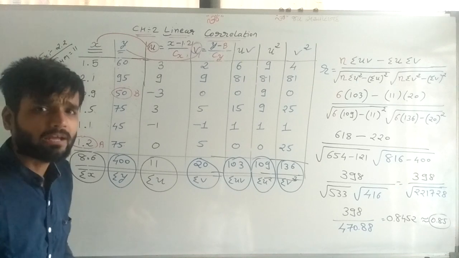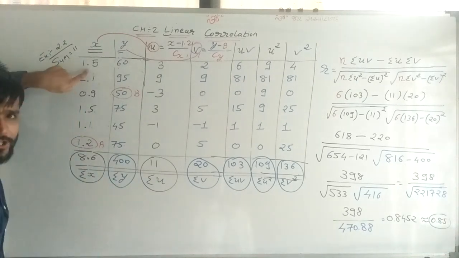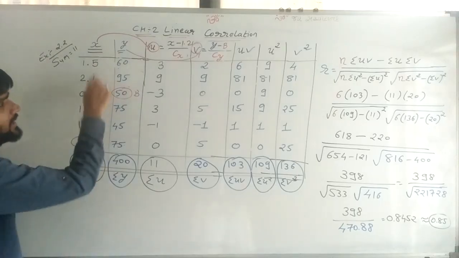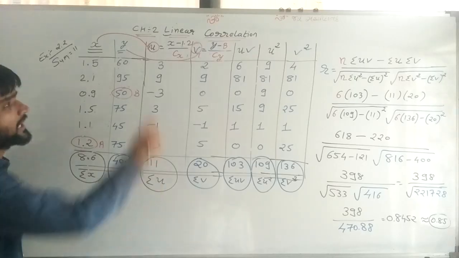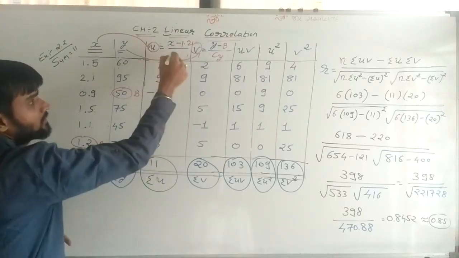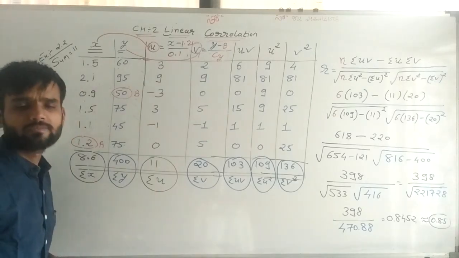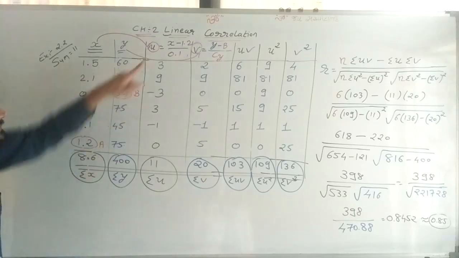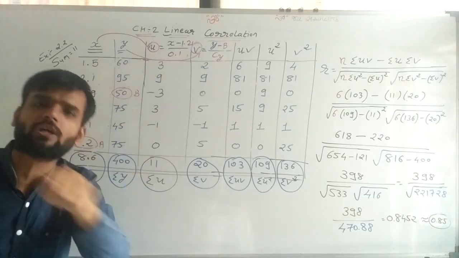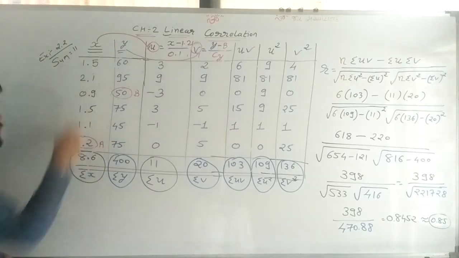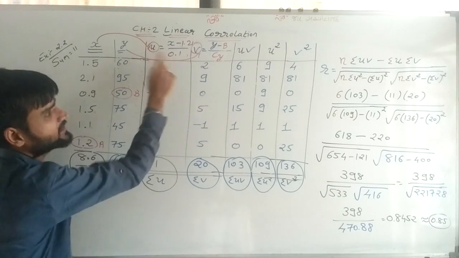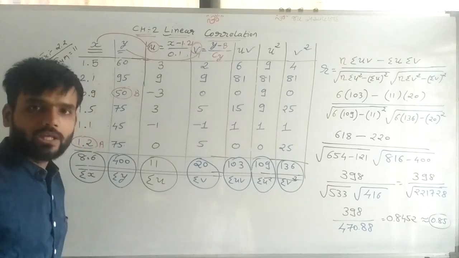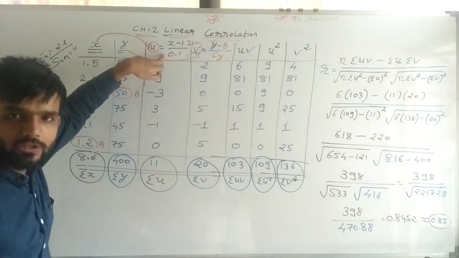You can divide by any value, but here after the point only one digit is given. So we are dividing this by 0.1. Same way, if two digits are given after the point, then we are dividing it by 0.01. If three digits are given after the point, then we are dividing with 0.001. In this way, we are deciding by which value we are dividing.